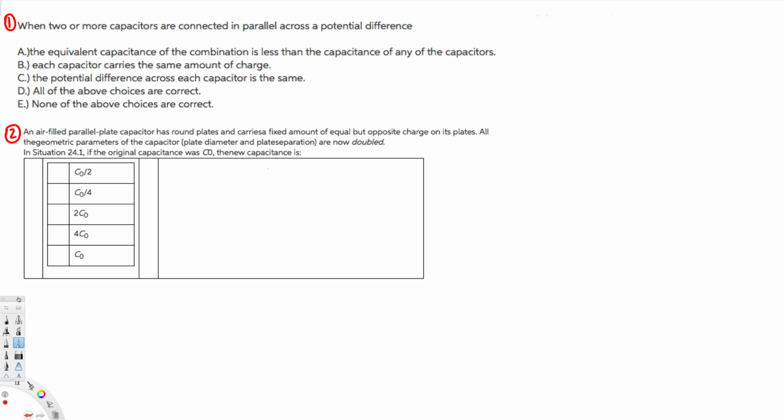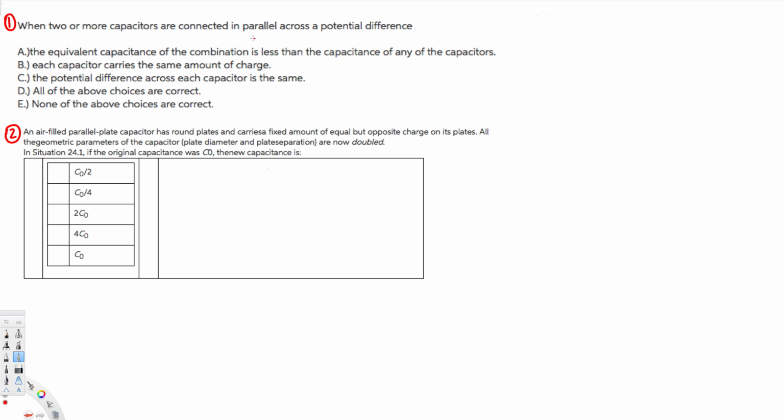Let's do this problem right here. The first question is asking: when two or more capacitors are connected in parallel across a potential difference. The first statement says the equivalent capacitance of the combination is less than the capacitance of any of the capacitors.